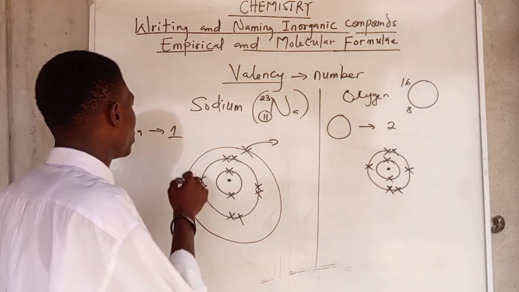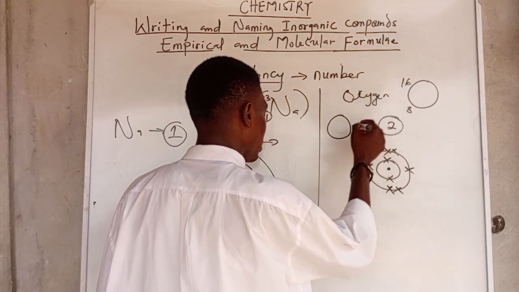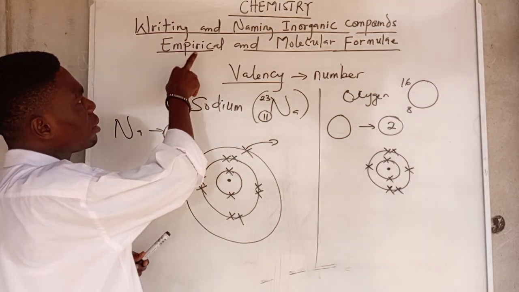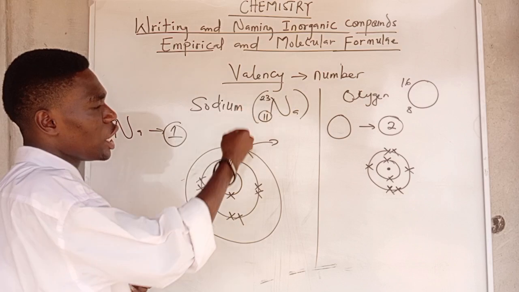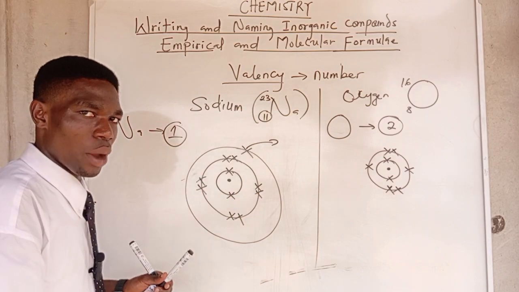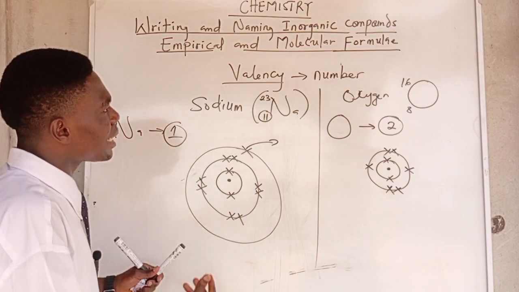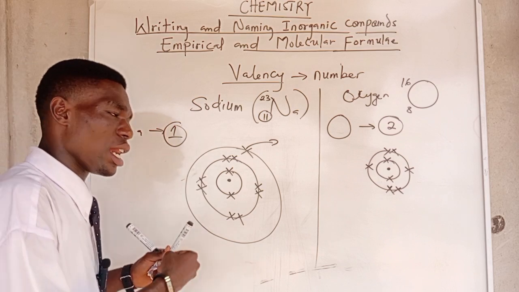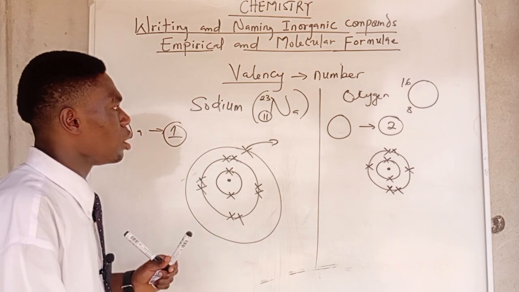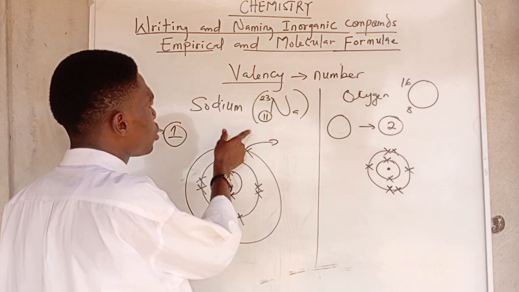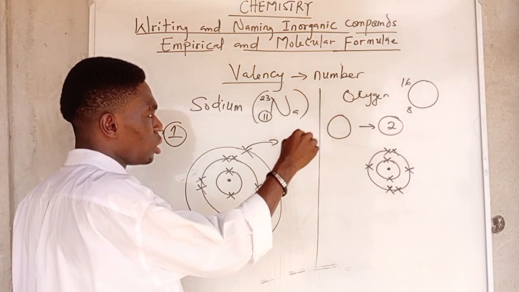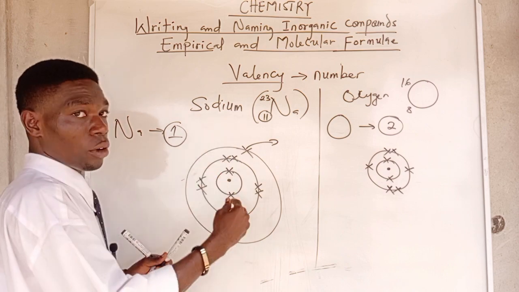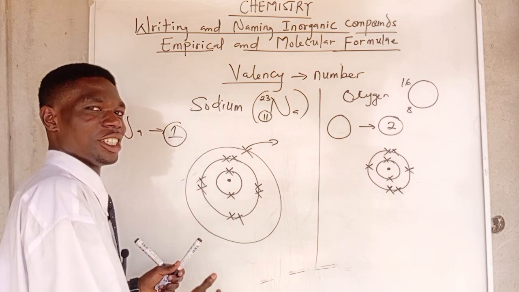So for oxygen the valency is what? 2. Are we together now? So you can see what the word valency is, and that is just what you need to know in writing inorganic compounds. Then the naming will be very easy. So in writing inorganic compounds, you just need the valency of the elements involved. So let's quickly look at the combination between sodium and oxygen, and let's try to get the chemical formula of the compound formed between sodium and oxygen. Are we together?